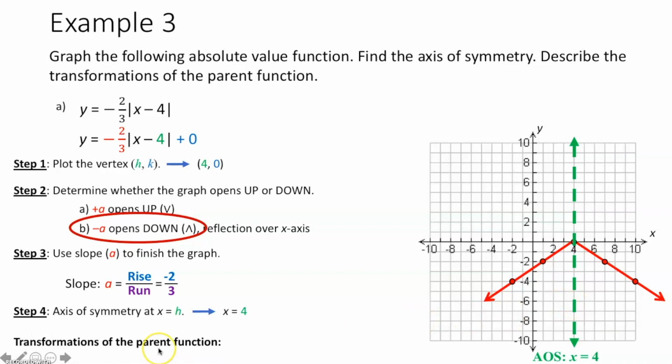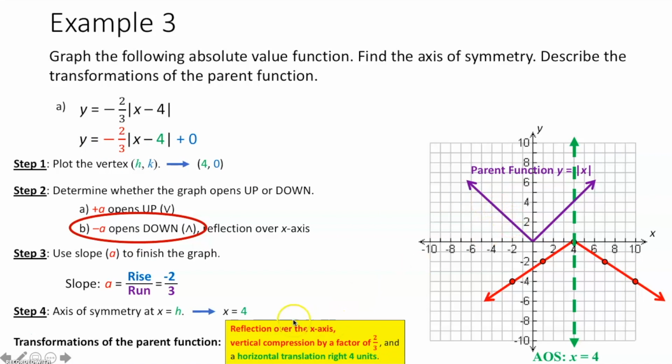Last but not least, what are the transformations of the parent function? So here's our parent function. How do we get from here to here? How do we get from this purple v to this red v? First, we look at our a value. It's negative, which means we have a reflection over the x-axis.